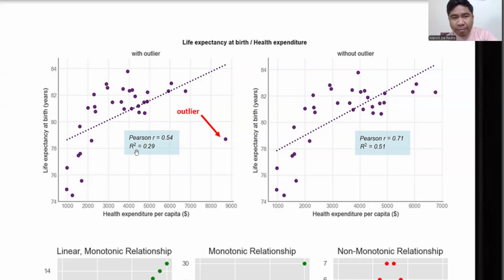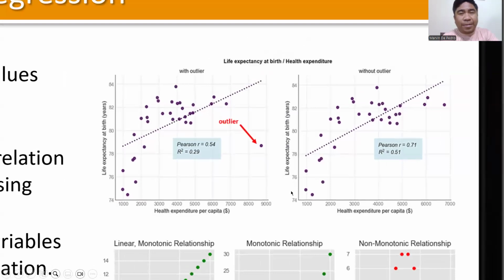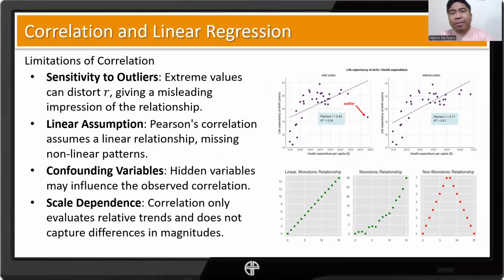By the way, we have here the R squared and the R. In most cases, the square of the Pearson R and the capital R squared, which we call the coefficient of determination, are equal or very close to each other when we have linear correlation. So that's a rough estimate only. Anyway, sensitivity to outliers: extreme values can distort R, giving a misleading impression of the relationship.